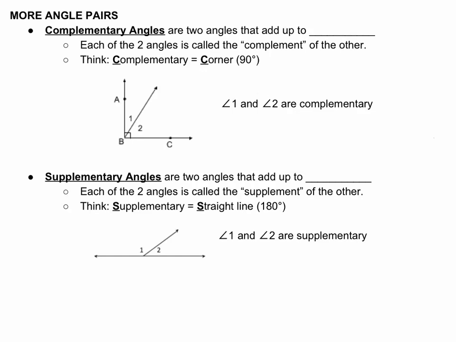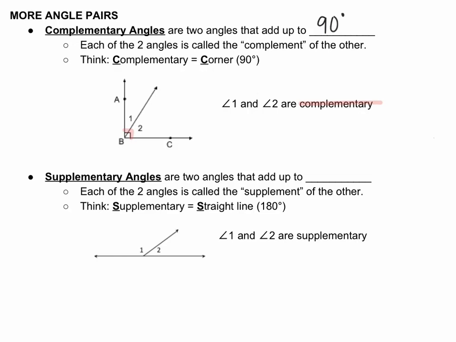So there's two more pairs of angles for today. Complementary angles are two angles that add up to 90 degrees. So they form a right angle. And we can see on this diagram here that right angle symbol in the corner. So that tells us that angle 1 and angle 2 are complementary, and we call them the complement of each other. So angle 1 is the complement of angle 2, and angle 2 is the complement of angle 1.